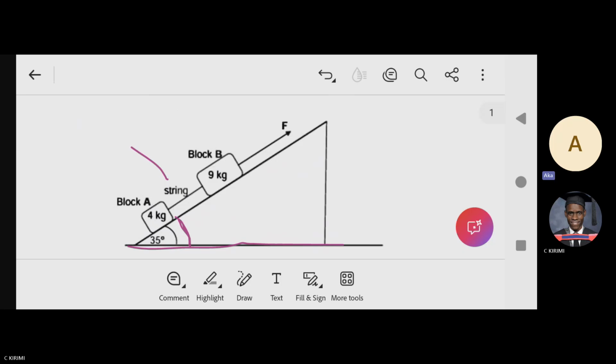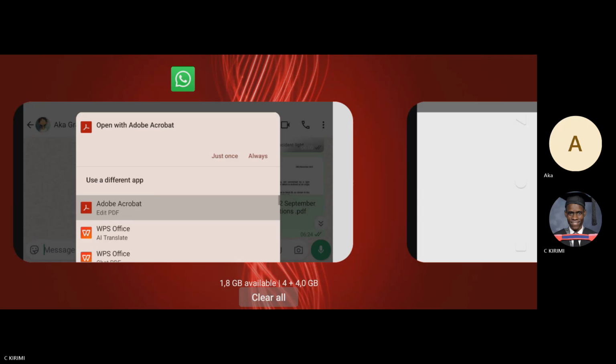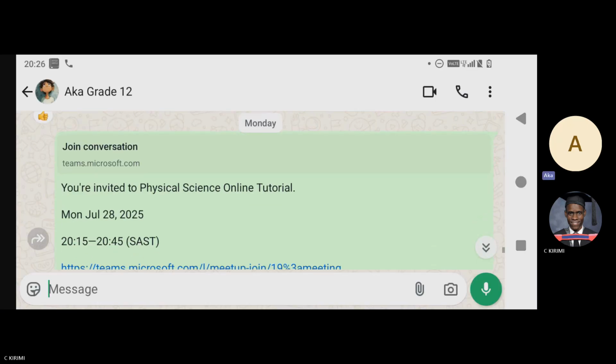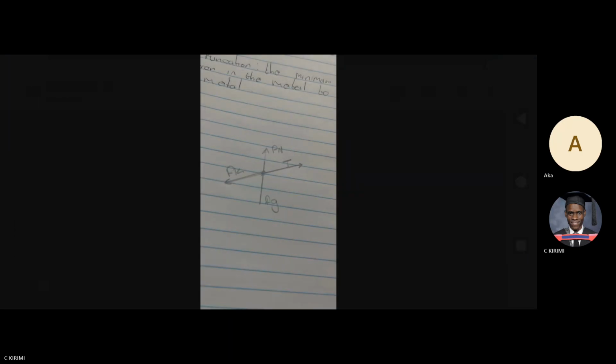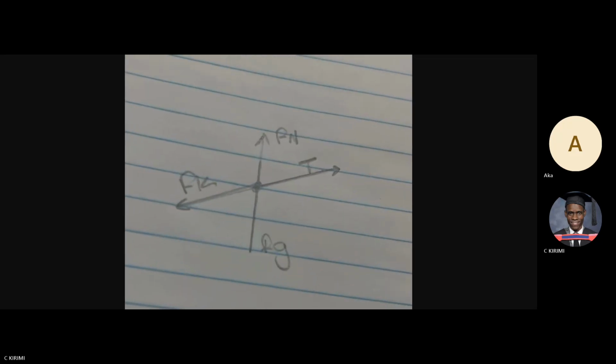So I sent. You have sent. Okay, let me open. Where's the picture now? All right. Is that your diagram, this one?